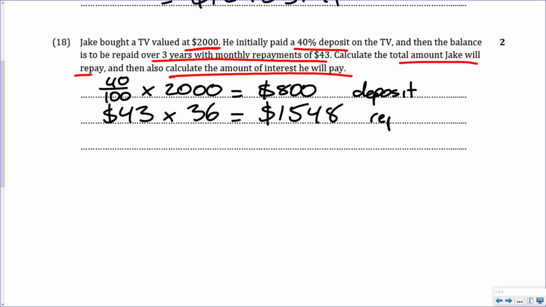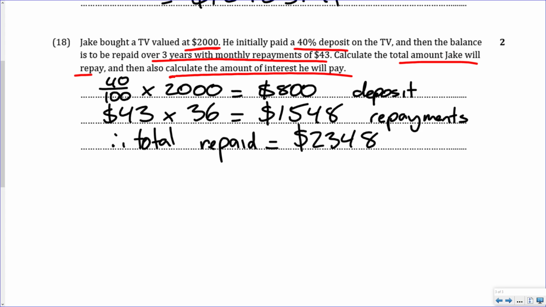$1,548, and that's in your repayments. So in total, if you say total repaid, is obviously those two combined, right? It's not like he only paid $1,548, because that would be a sweet deal, because that means he's paid less over time than it actually was worth. He paid that $1,548 on top of that deposit, so it's going to be $2,348 in total. So that's the first bit, the total amount he repaid.